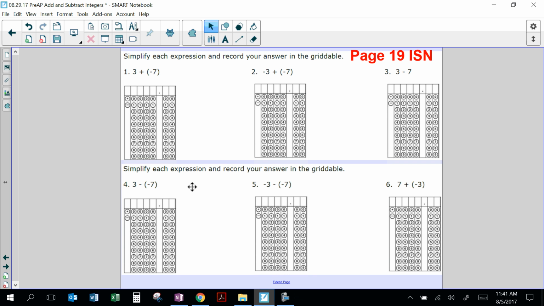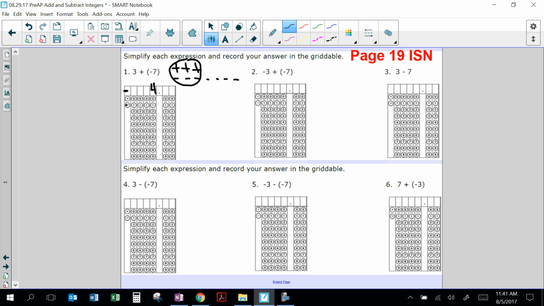So simplify each expression and record your answer in the griddable. So 3 plus -7. I'm going to draw this. Again, you don't have to. 3 positive. I'm going to add 7 negatives to this picture. These are 0 pairs. So I'm left with -4. I bubble in the griddable, negative and a 4.